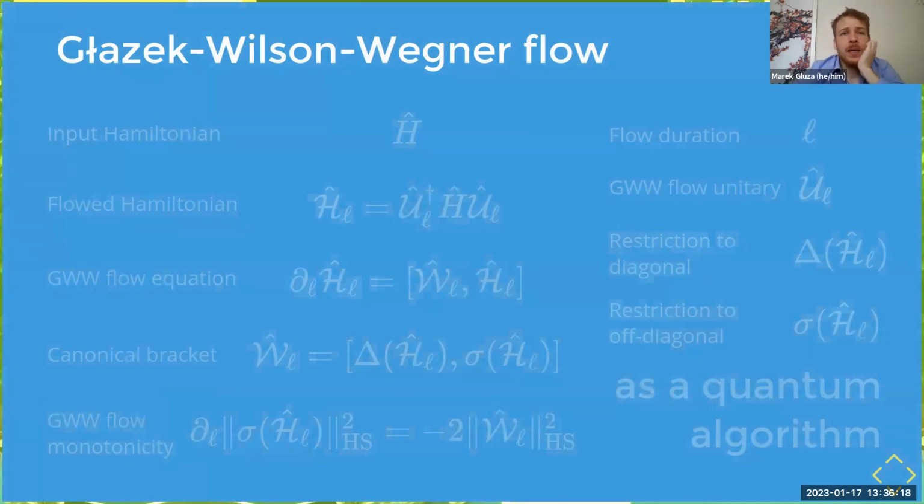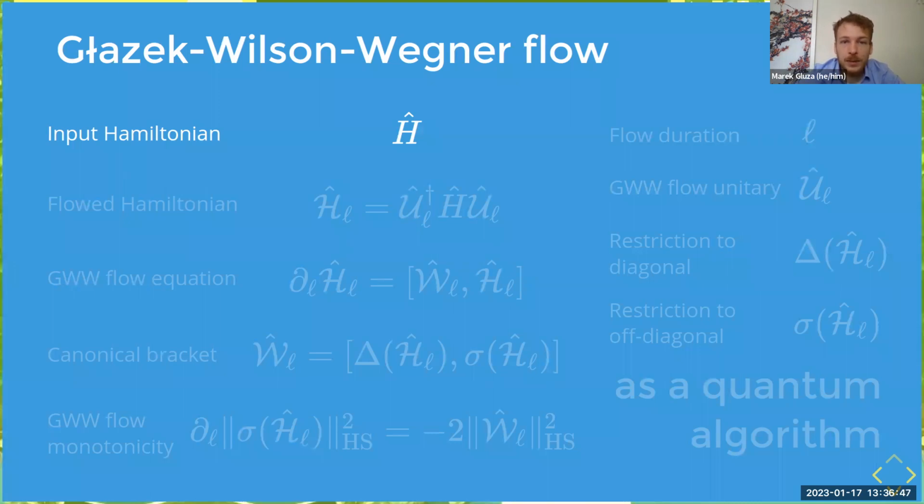So the quantum algorithm that I will focus on in this talk will be based on a particular double bracket flow, and it's called the Głazek-Wilson-Wegner flow. The idea is that you have an input Hamiltonian. It's a symmetric matrix, okay, a Hermitian matrix. So we want to diagonalize this Hamiltonian H.